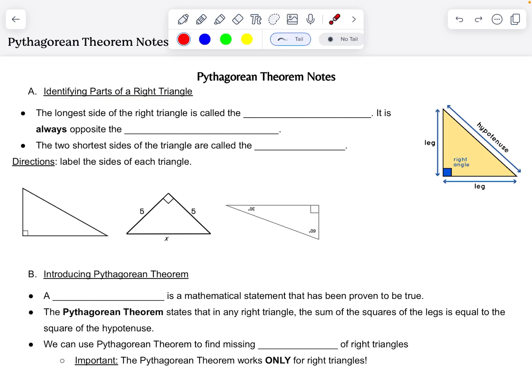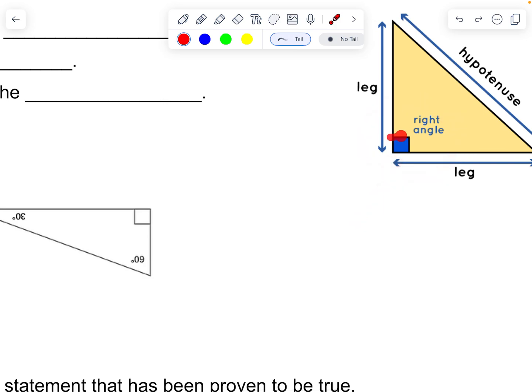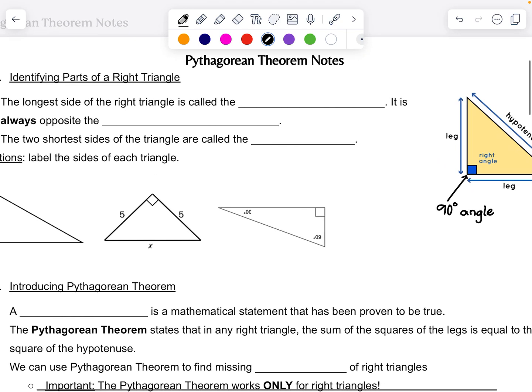So when I'm looking at a right triangle, this is a right triangle right here. Right triangles are just triangles that have right angles. Okay, so this is a right angle right there. The right angles are marked with these little box corners. It just means that this angle here is a 90-degree angle. Okay, so right triangles have 90-degree angles.